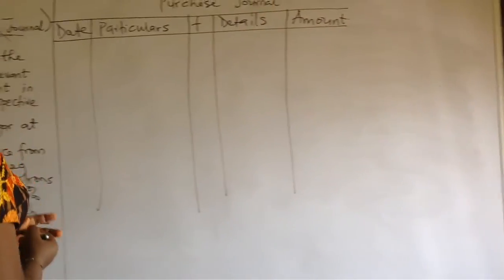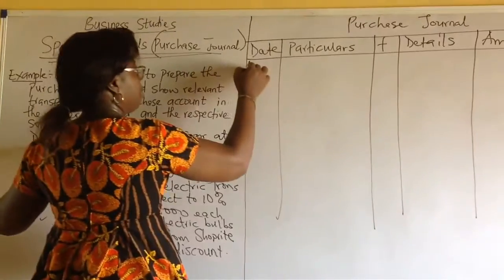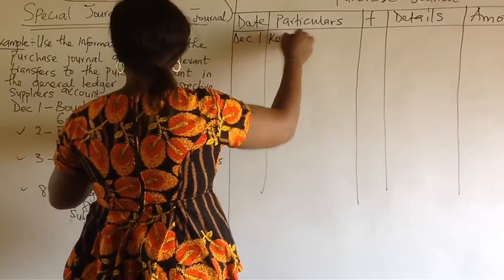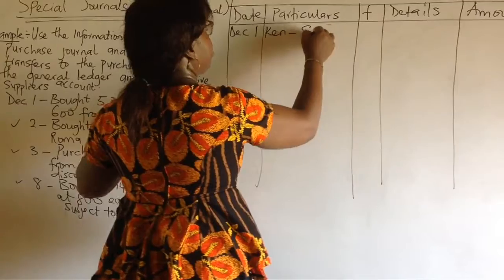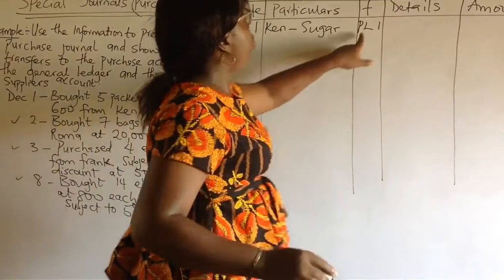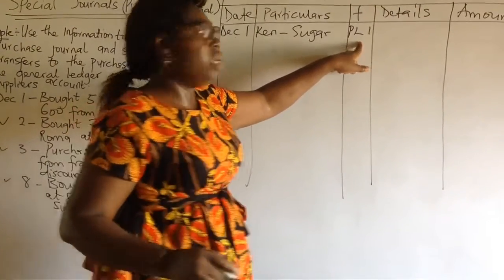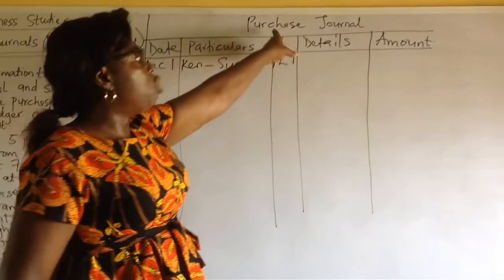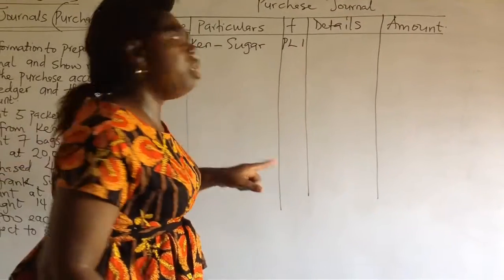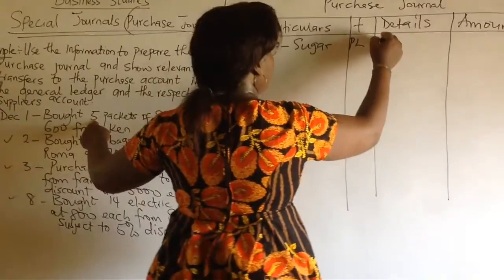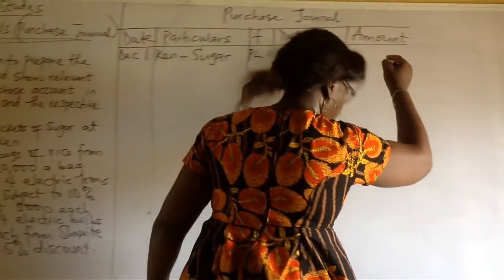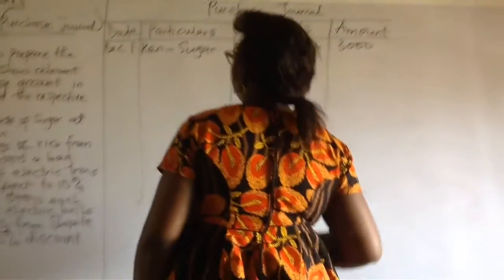The first transaction here was for December 1st. And that is for Mr. Ken. Bought sugar from him. Here is going to be PL1, PL standing for purchase ledger. The one for sales ledger, when we are doing sales journal, it was SL, meaning sales ledger. For purchase journal, it's PL, meaning purchase ledger. And the detail, you have 5 times 600, and that will give you 3,000 naira.